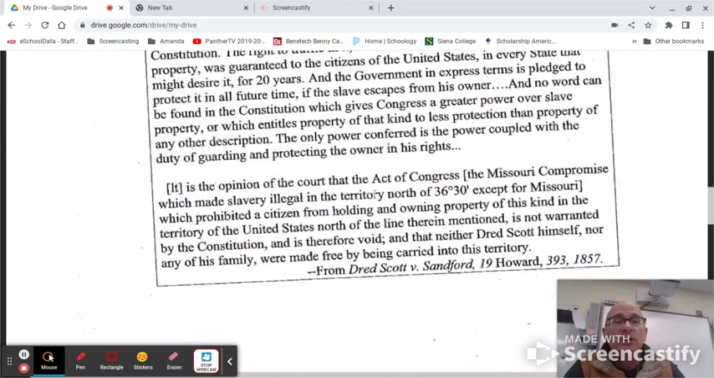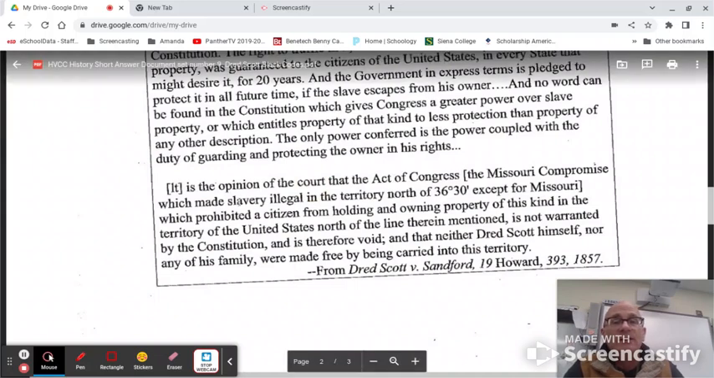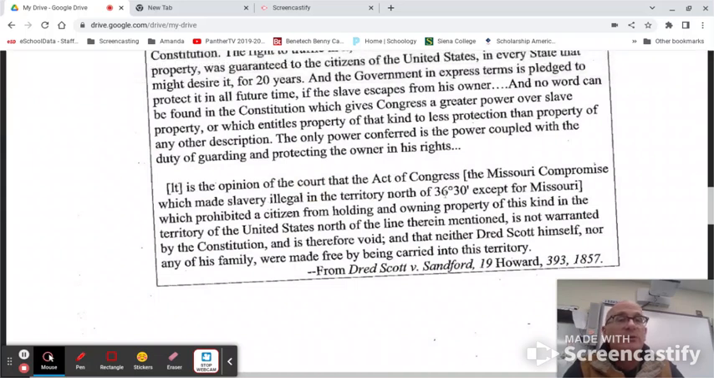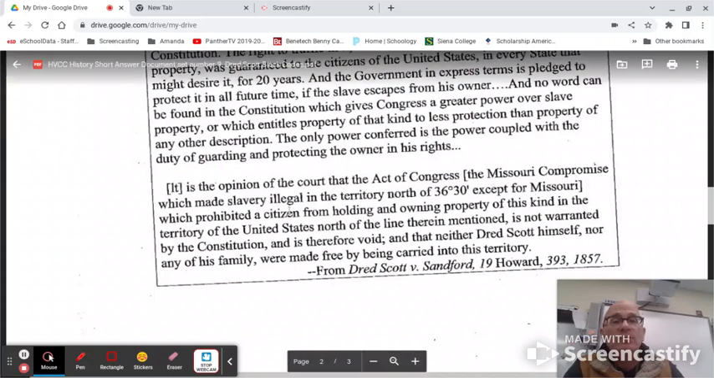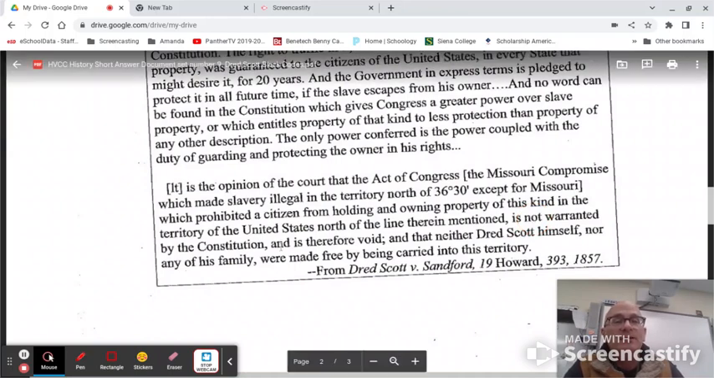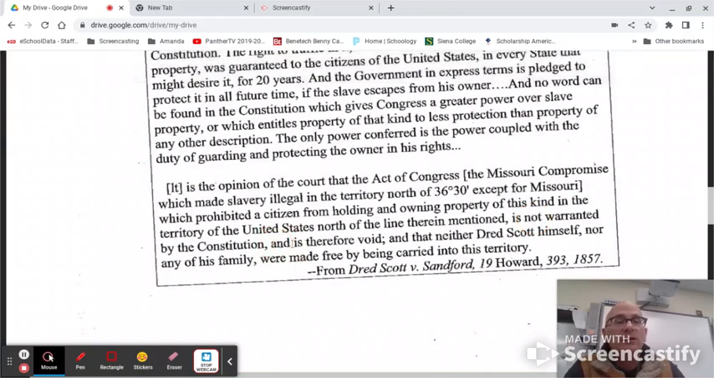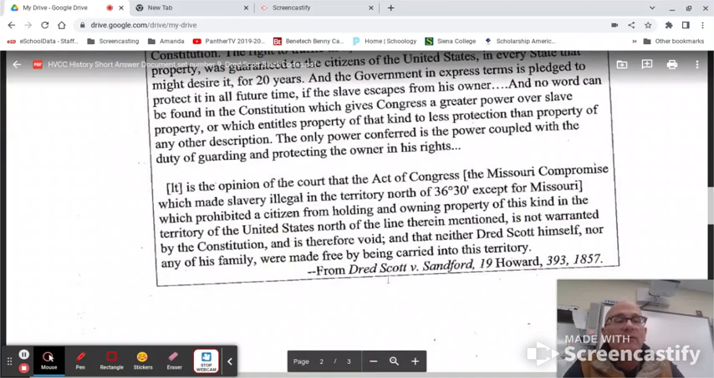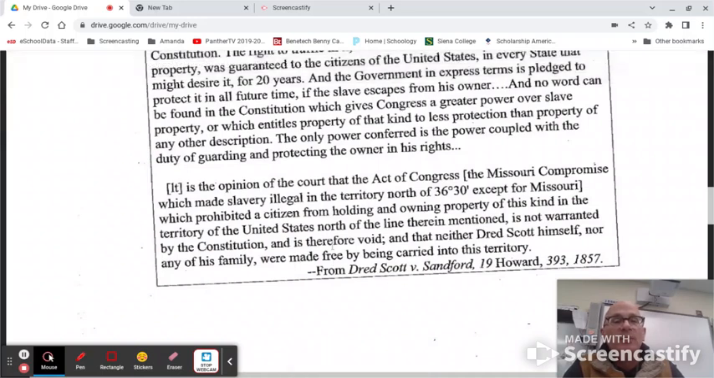It is the opinion of the court, this is a Supreme Court decision here, that the act of Congress, the Missouri Compromise, which made slavery illegal in the territory north of 36 degrees 30 minutes, except for Missouri, which prohibited a citizen from holding and owning property of this kind in the territory of the United States north of the line therein mentioned, is not warranted by the Constitution and is therefore void. Saying the Missouri Compromise line is void and that neither Dred Scott himself nor any of his family were made free by being carried into this territory.